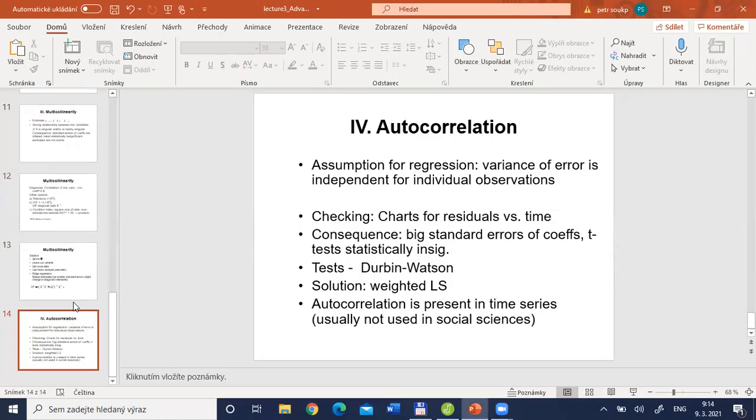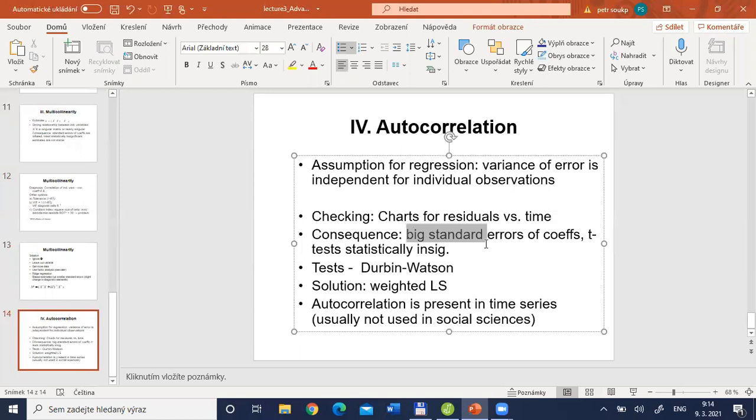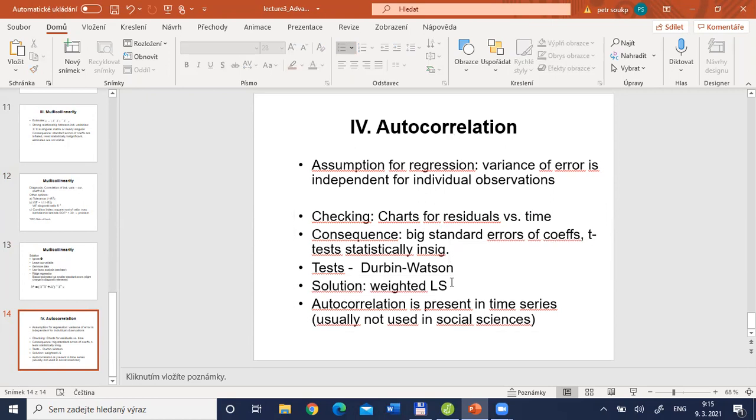And once again, if there is autocorrelation in your data, the consequence is the same as for heteroskedasticity, so it means big standard errors, t values would be lower, and p-values for the t-test would be higher. Once again, the solution is the same as for heteroskedasticity: to apply weighted least squares techniques. As usual, social scientists do not use time series data, so we do not need to discuss this problem a lot.